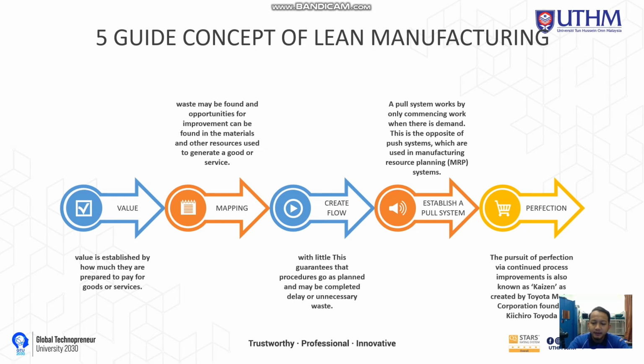Lastly, perfection. The pursuit of perfection via continuous process improvement is also known as Kaizen, ascribed to Toyota Corporation founder Kiichiro Toyoda.